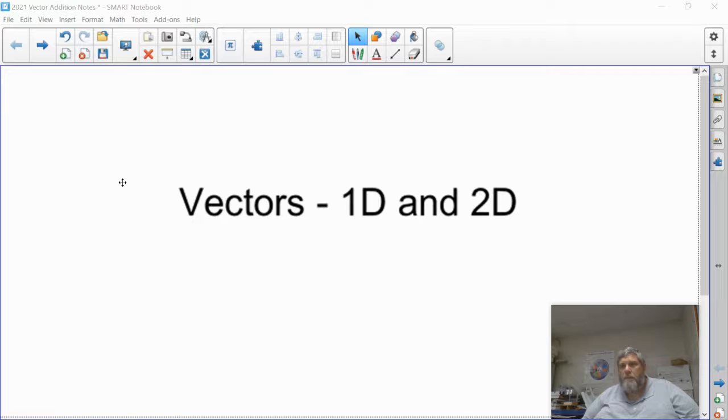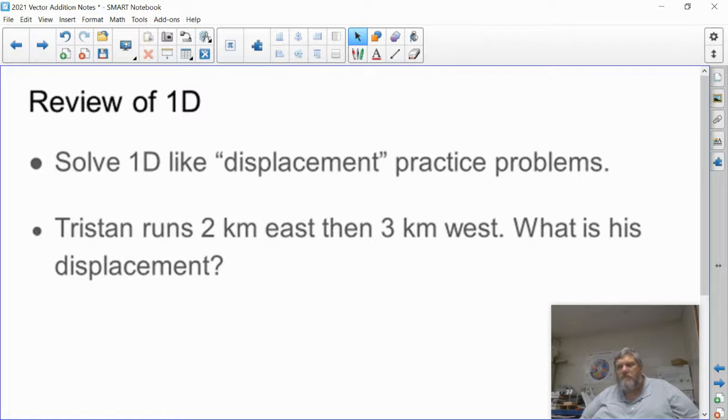All right, so let's just review one-dimensional stuff first. So we solve a 1D problem much like we would a displacement problem. For example, if Tristan runs 2 kilometers east and then 3 kilometers west, what is his displacement?